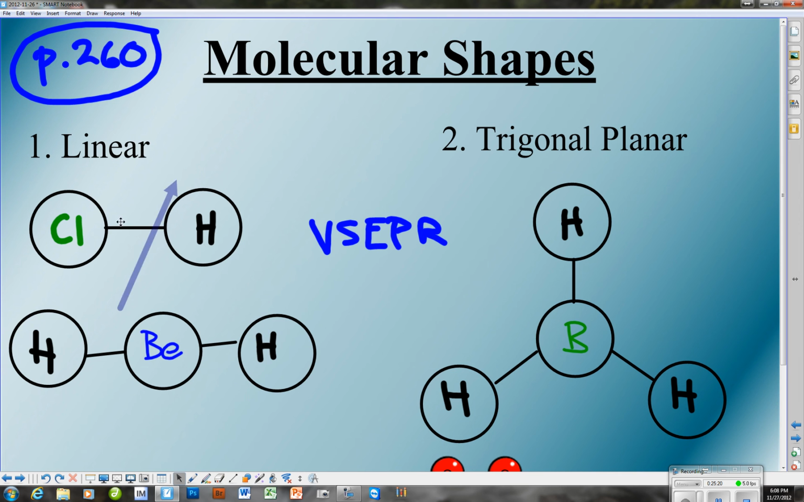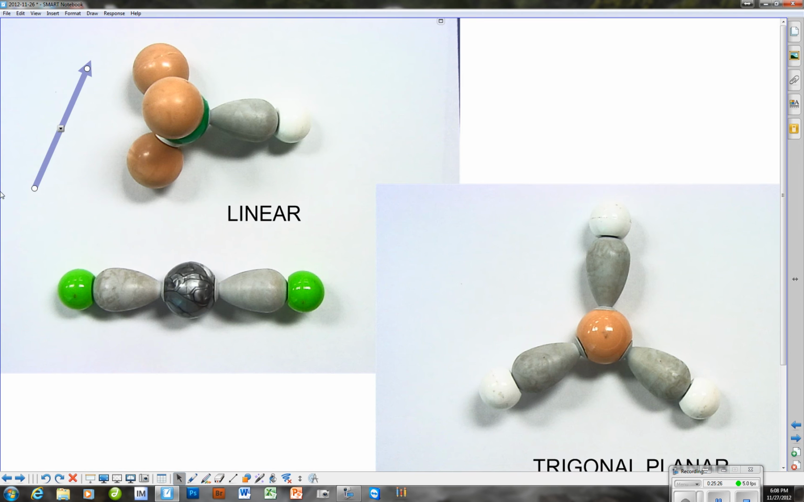Now this is how it looks on paper. The actual models are quite different, or a little bit different anyway. And so we see the unshared pairs 1, 2, 3. We see shared pairs here, and here is an oxygen, this would be a hydrogen atom, and the guy in the middle here is a chlorine atom, which is going to be represented in green.